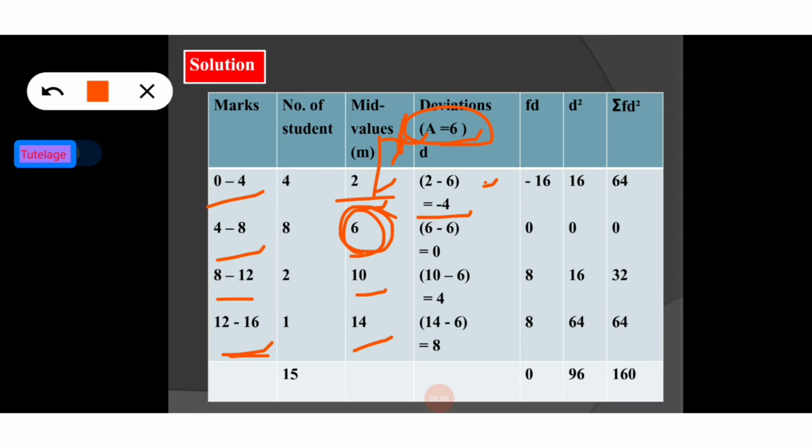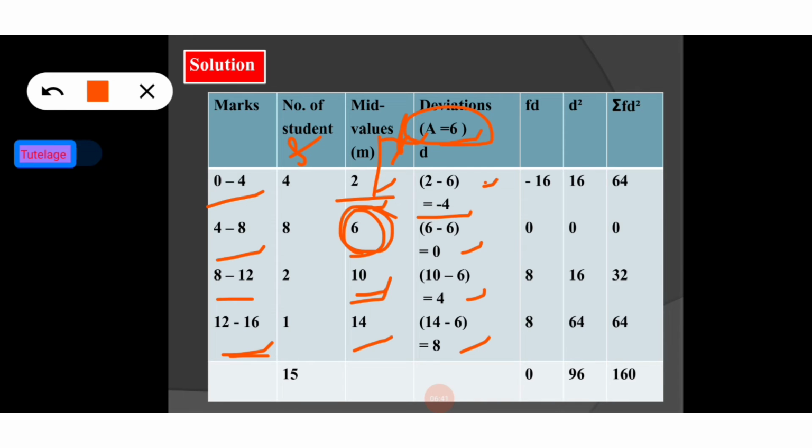For the second class, 6 minus 6, which is equal to 0. For the third class, 10 minus 6, that means 4, and for the last class, 14 minus 6, that means 8, okay. So now going to the next step, we have to multiply the deviation value by the respective frequencies. The number of students is basically the frequency. So these are the f values: 4, 8, 2, 1, okay.